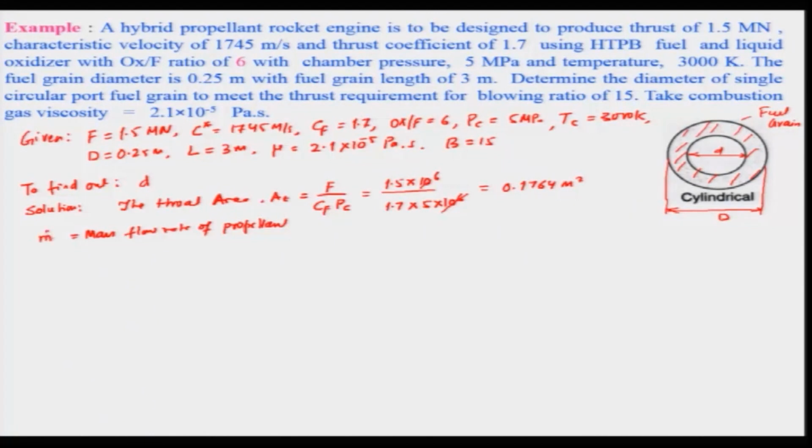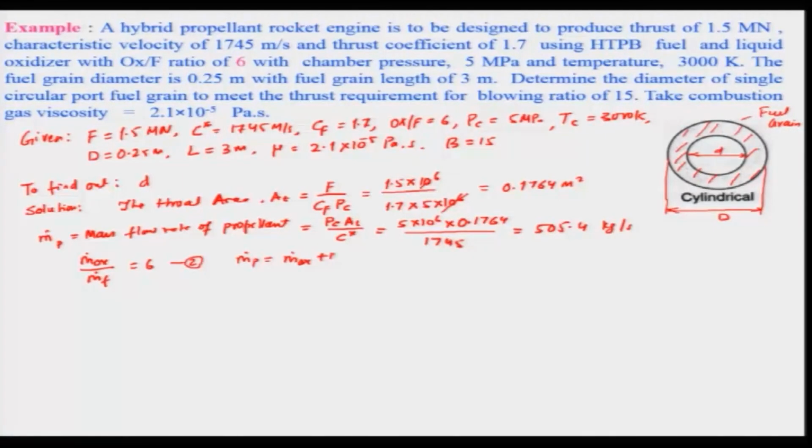that is equal to m dot total, that is m dot p is equal to Pc At divided by C star, and Pc we know and At also we know, that is 5 into 10 power to 6, that is your Pc, and At we have already found out, divided by C star. C star is basically 1745 meter per second, and that happens to be 505.4 kg per second. And we know the oxidizer to fuel ratio, mass flow rate of oxidizer over mass flow rate of fuel is equal to 6. That is equation 2, but we know that m dot p is equal to m dot ox plus m dot f equal to 505.4 kg per second.